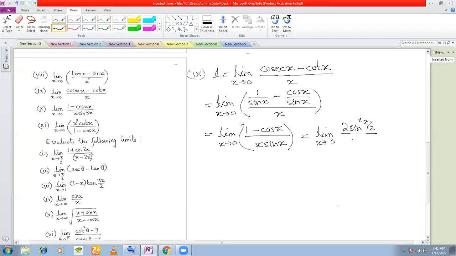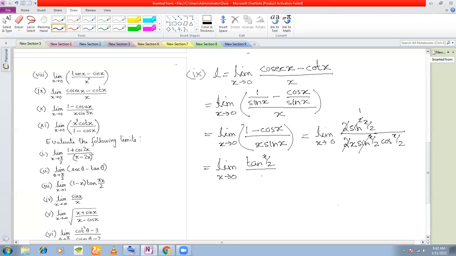Also in the denominator, sine x from multiple angle formula can be written as 2 sine x by 2 cos x by 2. This 2 cancels here. One sine x by 2 cancels here. Right? So you are going to get limit x tends to 0. Sine x by 2 is in the numerator, cos x by 2 is in the denominator. So that will become tan x by 2.